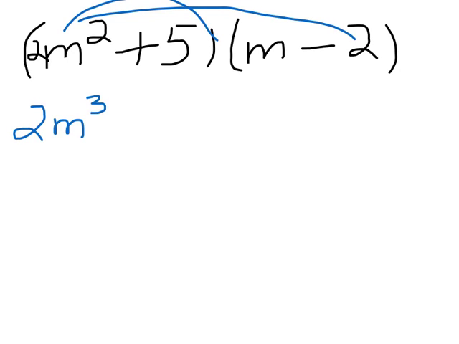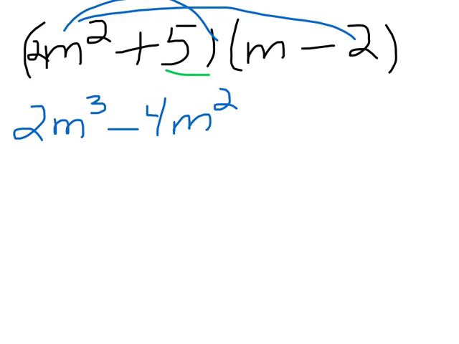2m cubed, because when I multiply, I add exponents. And then I got to pay attention to this negative 2 here, and that's why I want to look at a negative. I have a negative 2 times a positive, and a negative times a positive gives me a negative. So I'm going to put negative numbers. So 2 times 2 is 4. m squared times, there are no m's there, is going to give me another m squared. Okay, so that's the first part there.